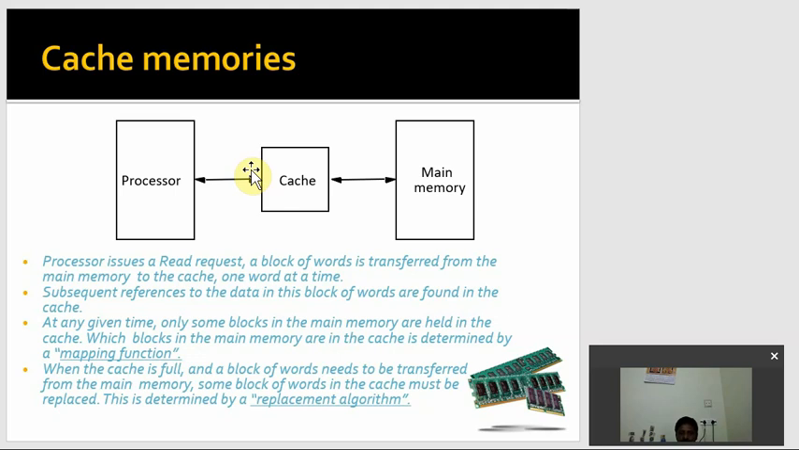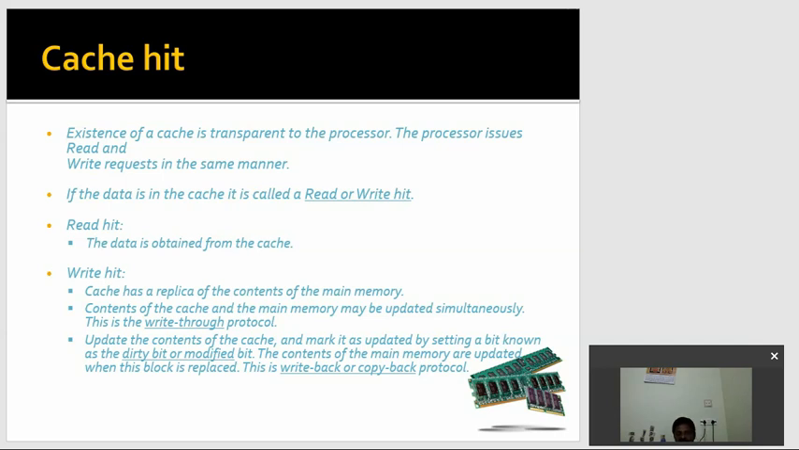When a cache is full and a block of words needs to be transferred from the main memory, some block of words in the cache must be replaced. This is done by a replacement algorithm. Sometimes the cache is going to be full because it is the smallest storage device. At that time, what data should be replaced? For replacing the existing data in the cache, they will use a replacement algorithm. Based on the replacement algorithm, they will refresh the cache.